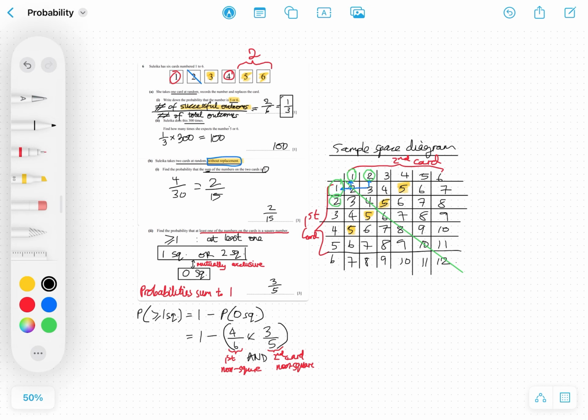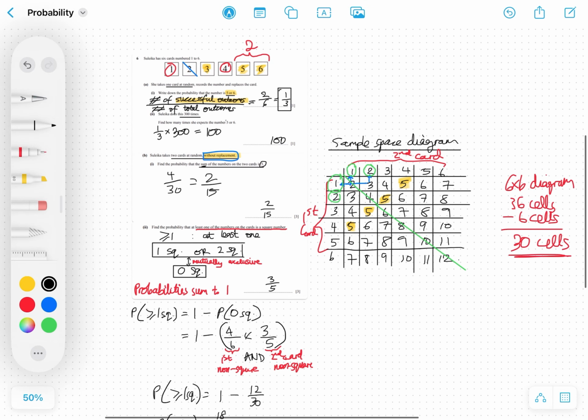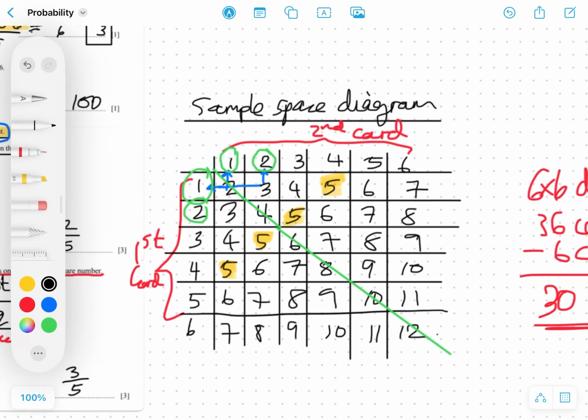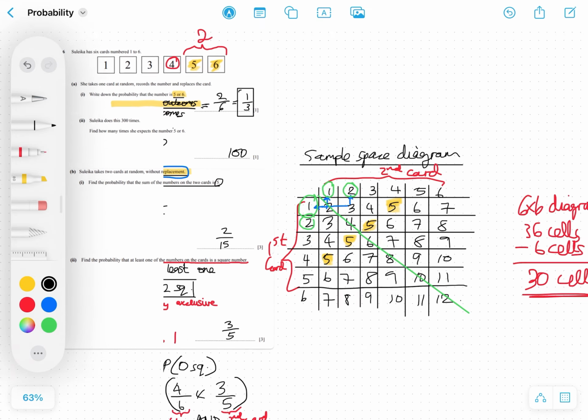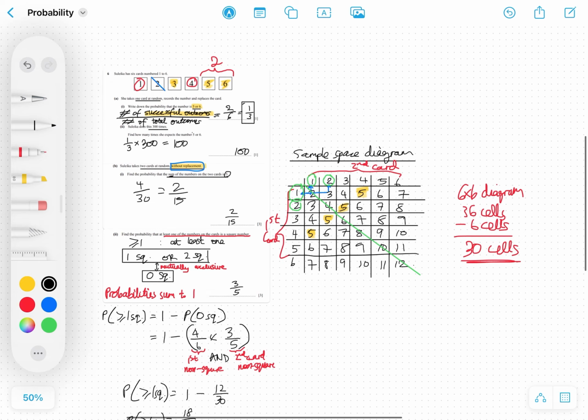So yeah, that's all you need to be able to do for probability paper 4. This sample space diagram is really important. So I hope that was helpful.